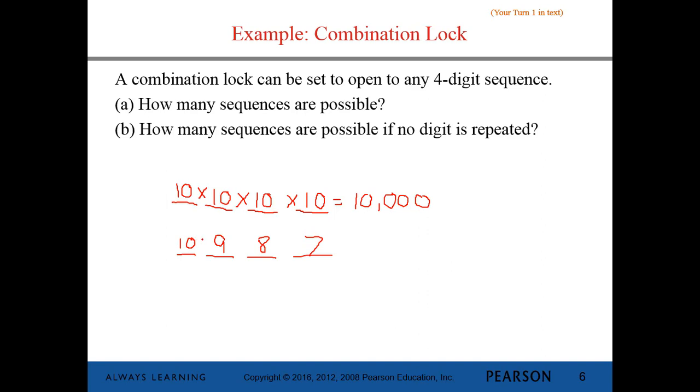And now if I want to know how many possible combinations there are, or how many sequences there are where there are no repeated digits, then it's going to be this number, whatever that number turns out to be.